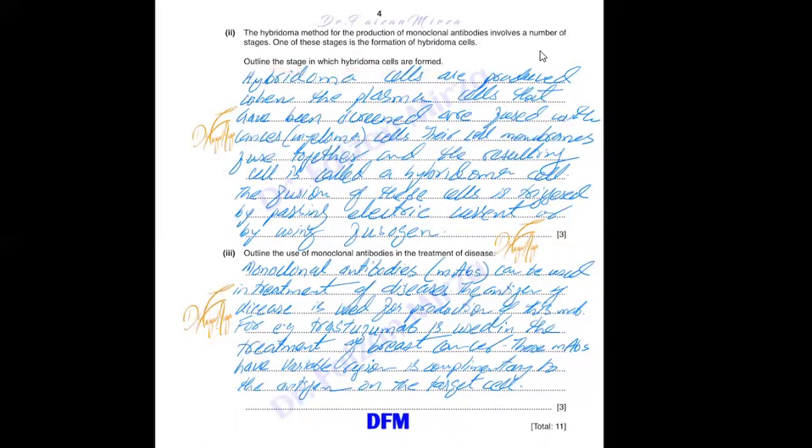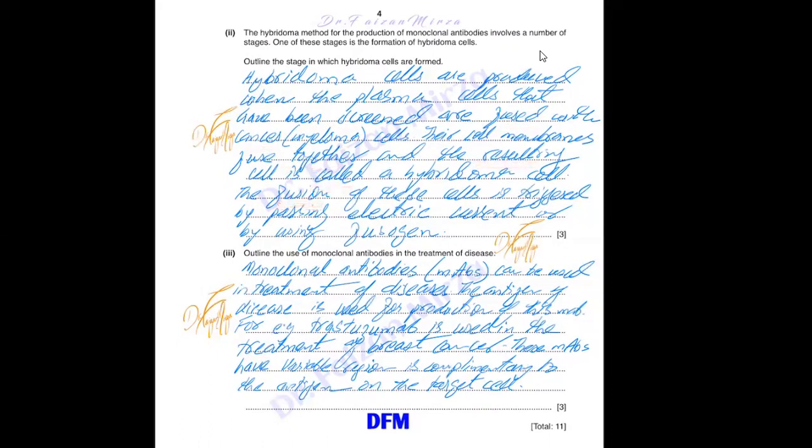So hybridoma cells are produced when the plasma cells that have been screened are fused. You screen plasma cells because when you take the spleen out of the mouse, that spleen will have a lot of plasma cells, each able to secrete a different kind of antibody. So we need the plasma cell which is releasing the antibody that we are interested in. We'll screen them, and these plasma cells will then be fused with cancer cells, the myeloma cells. The cell membranes will fuse together because the cell membranes are made of phospholipids, resulting in a cell called a hybridoma cell.